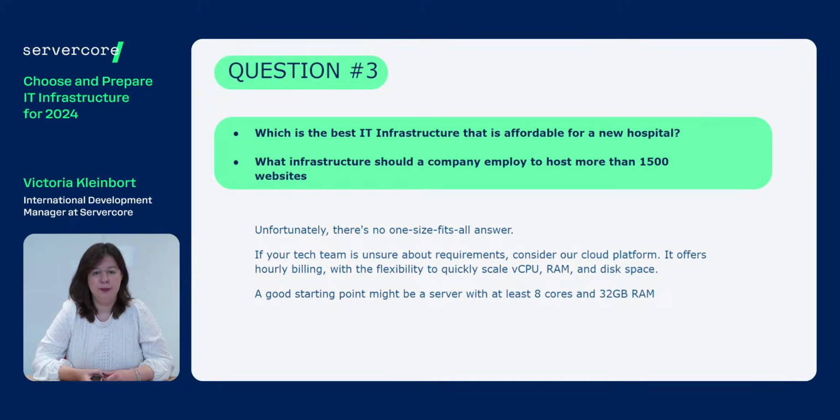Also, two questions that I have combined in one slide because they have the same idea. Which is the best IT infrastructure that is affordable for a new hospital? And what infrastructure should a company employ to host more than 1,500 websites? So here again, there is no one-size-fits-all answer. If your tech team is unsure about the specific requirements you have now, it's probably better to consider our cloud platform, because it offers hourly billing and can easily scale with different parameters. A good starting point might be a server with 8 cores and 32 GB of memory. But again, I suggest you give us a little bit more details so that we could advise on the specific setup that might be more affordable for you in your specific case. Just don't forget to write us.